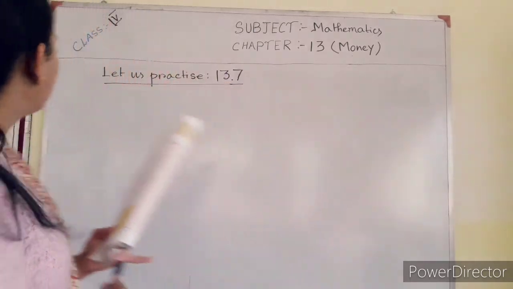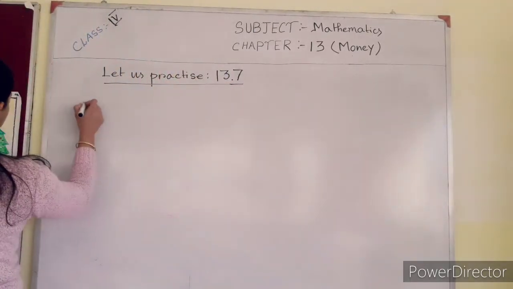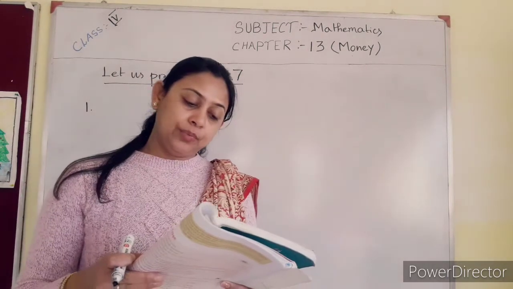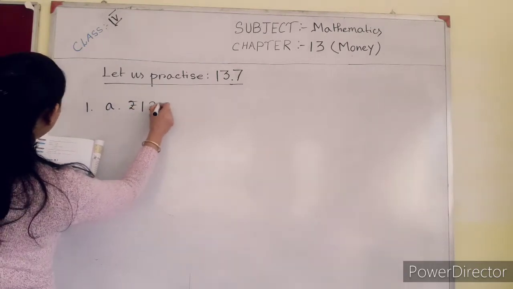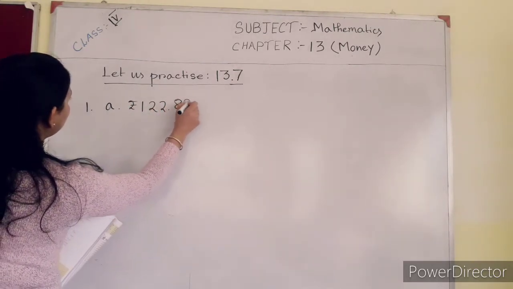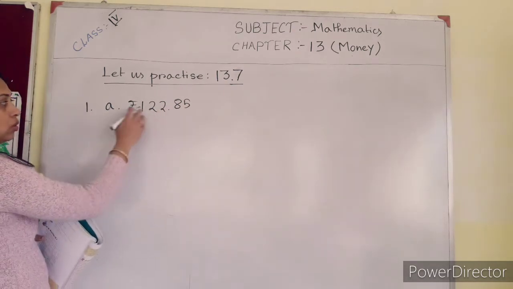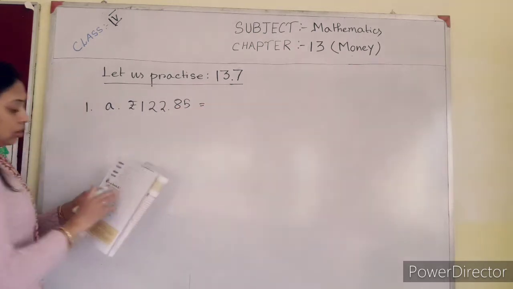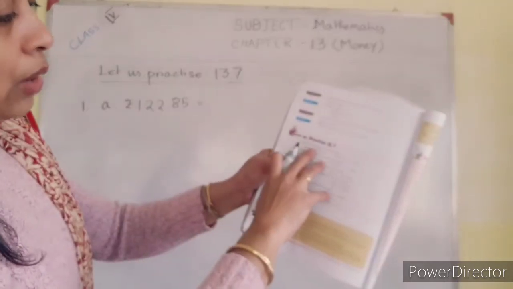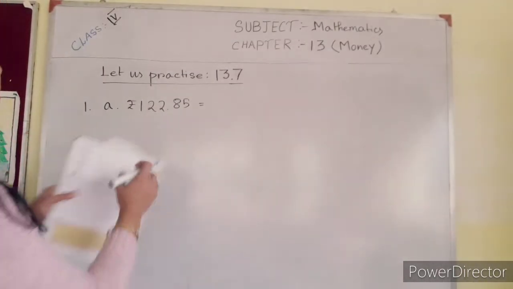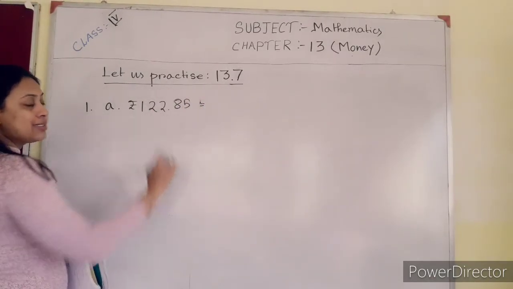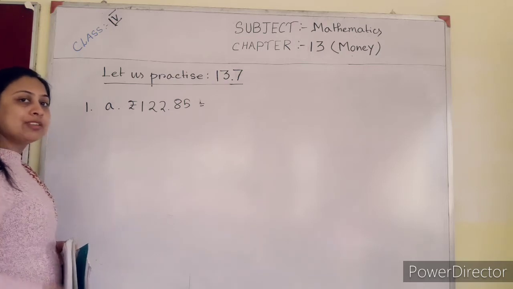Now I am starting from 1. Question number 1. Round the following to the nearest rupee. 122.85. 0.85. So 122 rupees and 85 paise. Here you have to round this number to the nearest rupee. So 85, 8 is more than 5, or you can say 85 is more than 50.